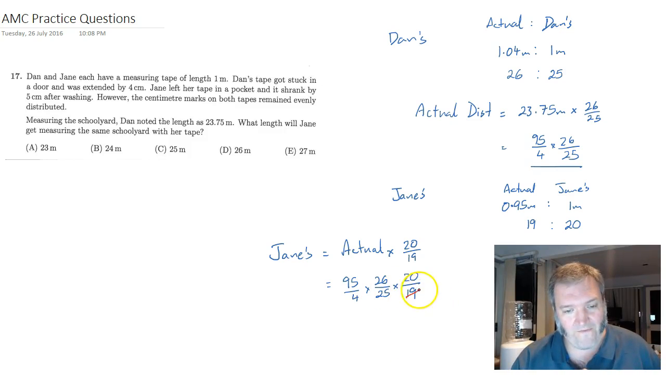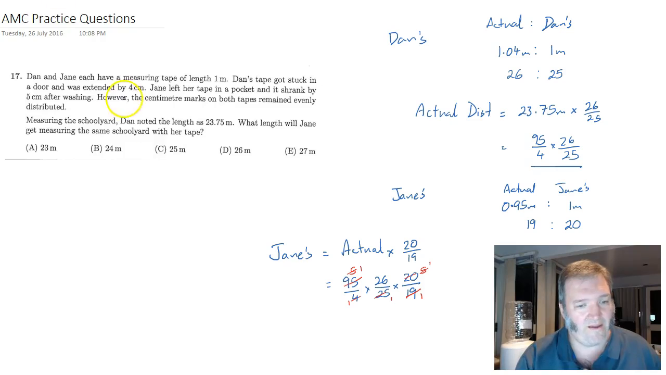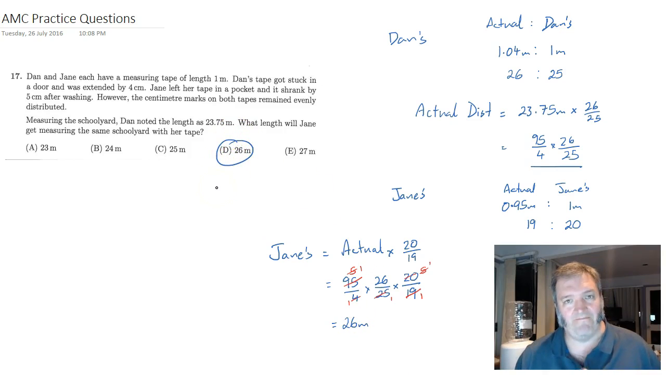Let's have a look here. 19 goes into itself once and into 95 5 times. Now look, 4 is going to go into 20 5 times. Oh, look, I've got a 25 on the bottom and 2 5s on the top. 5 by 5 is 25, so they go into 25 once each. And you can see that the distance that we're going to get on Jane's tape measure is 26 metres. So the answer to that one is D.